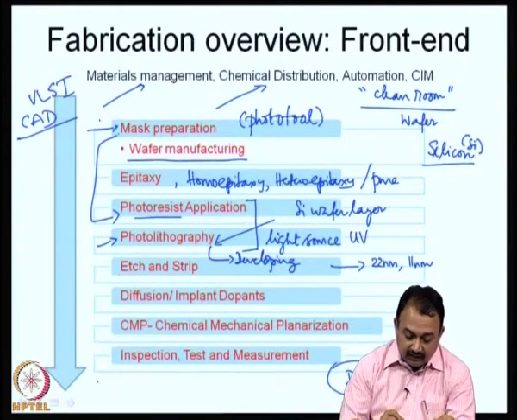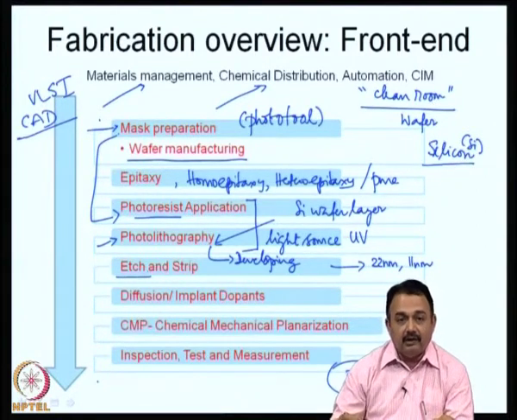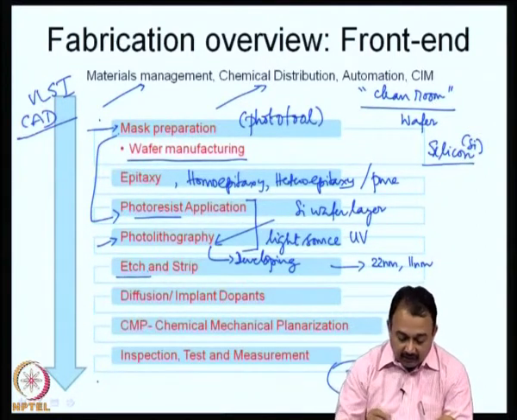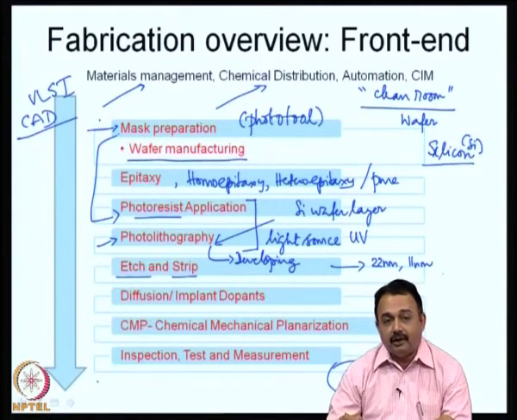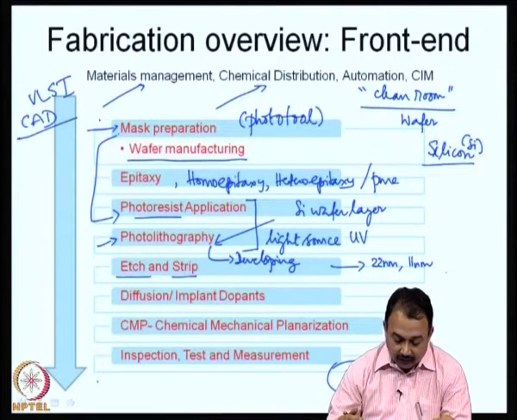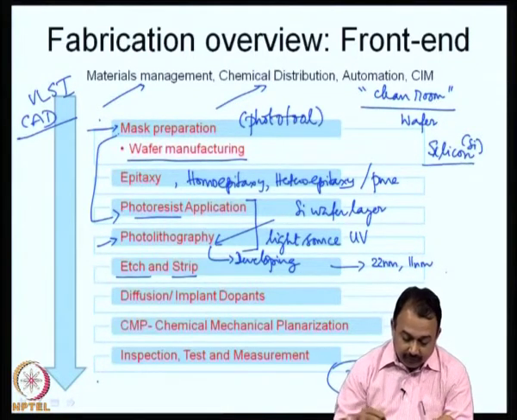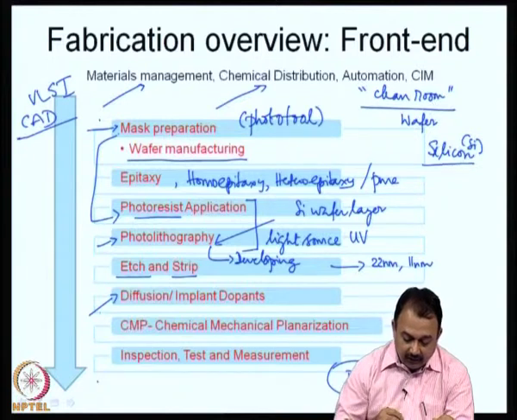Now, once the image has been formed, you are going to remove the unwanted material by etching and then strip off the photoresist which has protected your conductor areas or transistor areas and so on. Now, the next step is going to be diffusion.